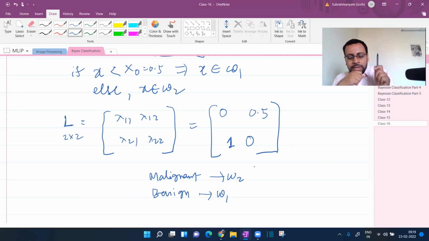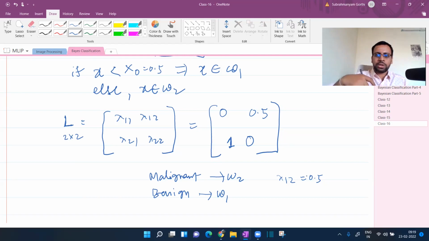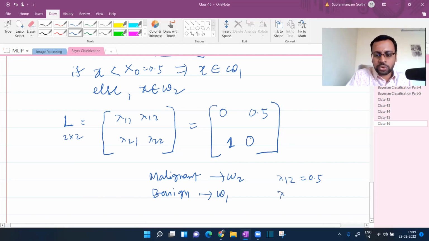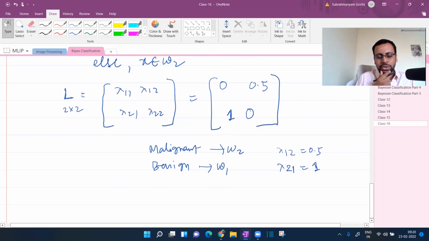Otherwise, if the other way around, you would prefer weights of 0.5, 1. Because look here, a benign tumor wrongly classified as a malignant tumor is acceptable. That means benign tumor classified wrongly as malignant tumor corresponds to lambda 1,2, that is 0.5. Now a malignant tumor, that is omega 2, falsely classified as benign tumor, omega 1, that means 2 wrongly classified as 1 costs more. So that's how you should want it in practice. I hope the physical interpretation is clear to you.